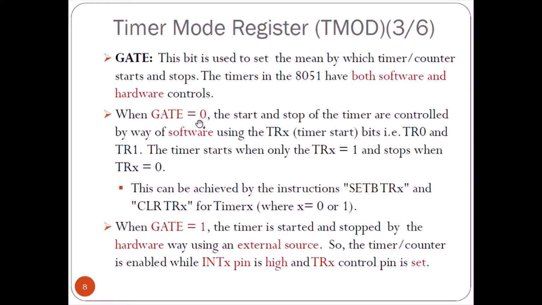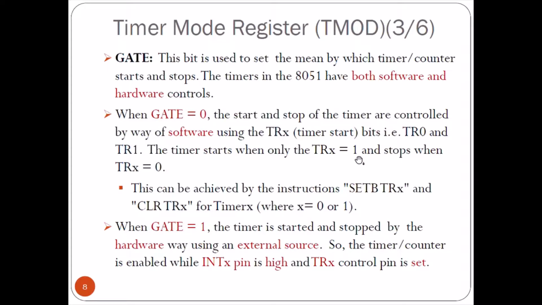So when gate is equal to 0, we are starting and stopping the timer in the software mode. That is, we have to write some commands to start it and some other commands to stop it. And those commands include TRX, that is TR1 or TR0 for the respective timers. And the timer starts only when TRX equals 1.